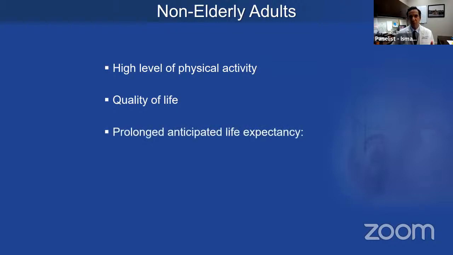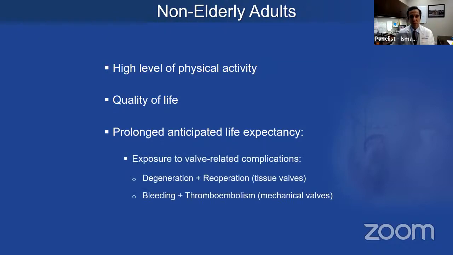But the most important difference between a 75-year-old and a 45-year-old is the fact that they have a longer anticipated life expectancy, which translates into a longer potential exposure to valve-related complications. And that is degeneration and reoperation with tissue valves, or bleeding and thromboembolism with mechanical valves.